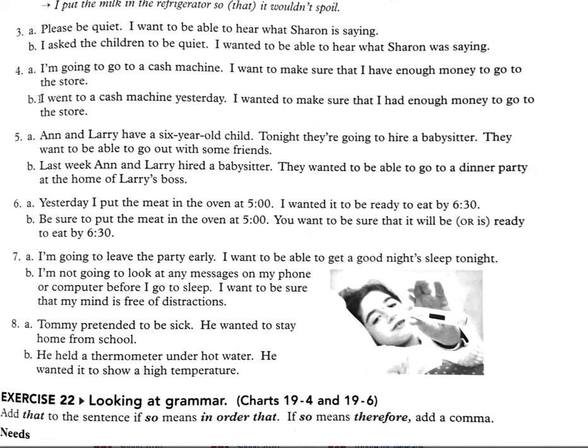Letter B. I went to a cash machine yesterday. Right there it tells you, past tense. I wanted to make sure that I had enough money to go to the store. So you say, I went to a cash machine yesterday so that I would have enough money to go to the store.